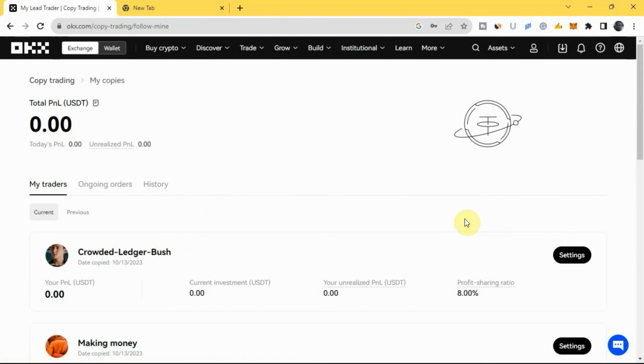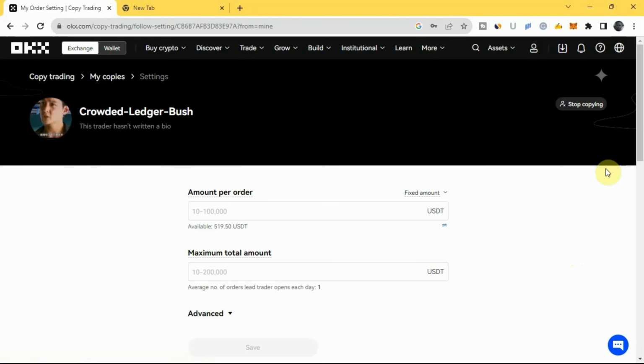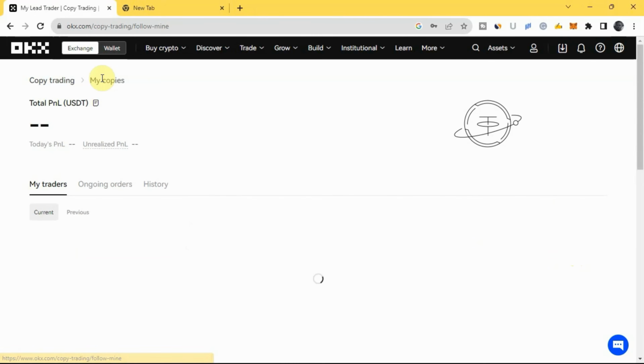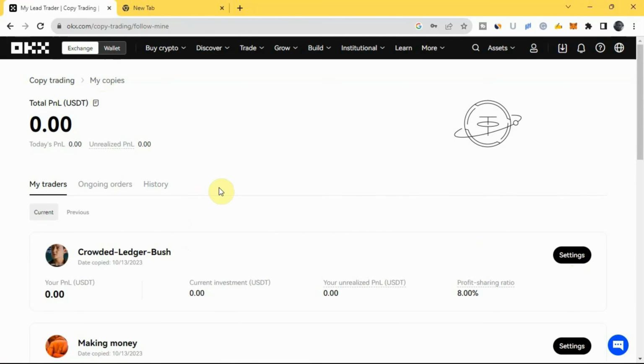And let's say you want to stop copying a trader, you can just come right here to where you have settings. Once you click on it, you can see where it says stop copying. Once you click on it, you can stop copying the trader. So again, I'm going to be leaving this for the next 7 days, and after 7 days, I'll come back here to show you guys how much I've been able to make or lose with this.